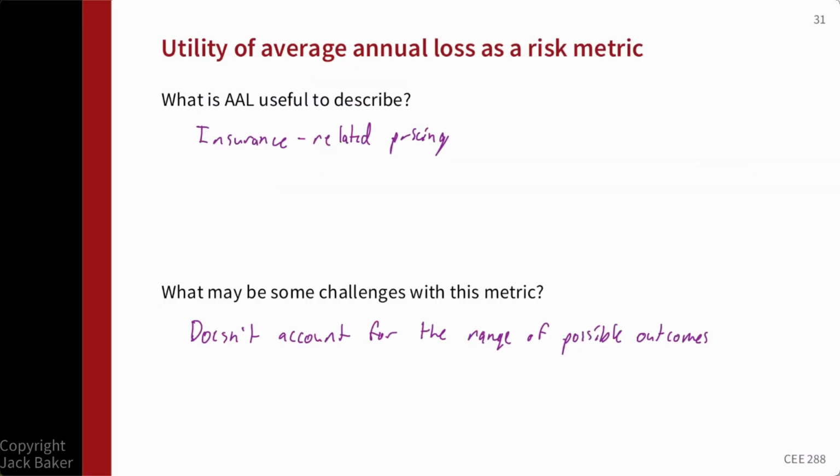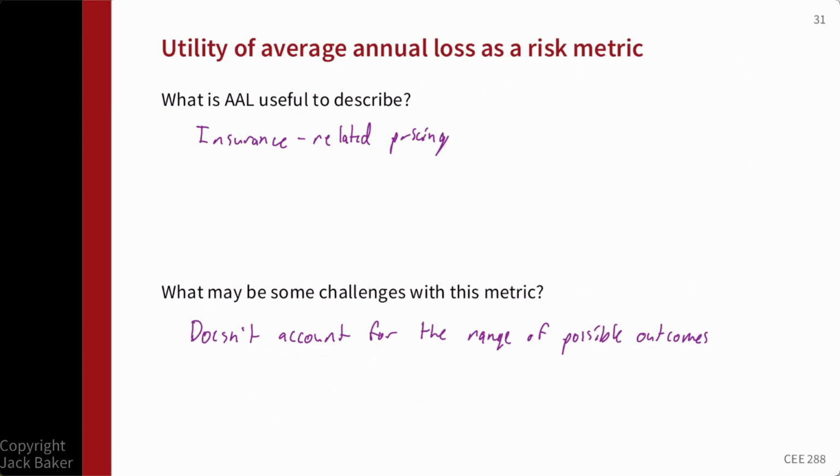Average annual loss, why is this useful? A very common way in which this one gets used is in insurance-related pricing. If I'm an insurance company selling an earthquake insurance policy for some building, I'd like to know on average how much loss there's going to be to that building so that I can price my insurance policy to be profitable, even if I'm paying out that much money on average. So that's a really common way to do this. Similarly, for any other sorts of financial transactions, knowing the losses per year can be really helpful.